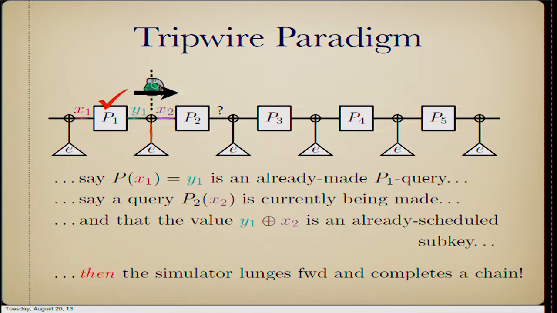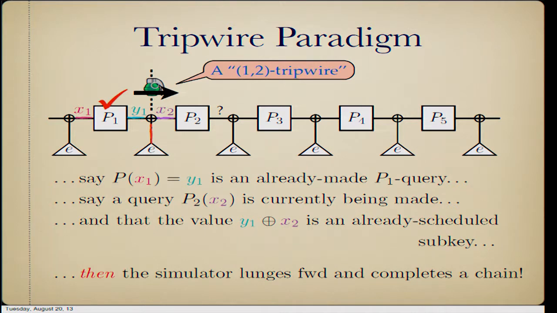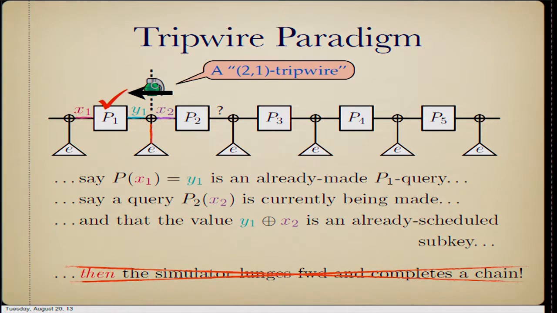It means that if the P1 query and then a P2 query come along, so P1 first, then P2, and they match with a subkey that's already been scheduled, then you go ahead and complete a chain. That's the idea. So this thing is called a 1-2 tripwire because it's between positions 1 and 2. You could consider a 2-1 tripwire, but that would only be triggered if you make the P2 query before the P1 query. So in this case, with all these conditions satisfied, if you have a 2-1 tripwire, you would not lunge forward and complete a chain. It's not symmetric, okay?